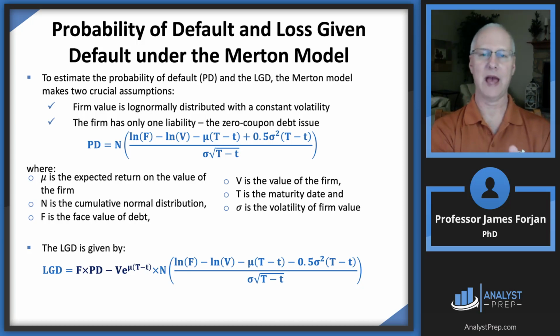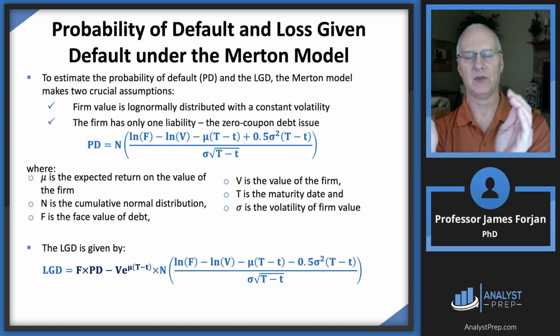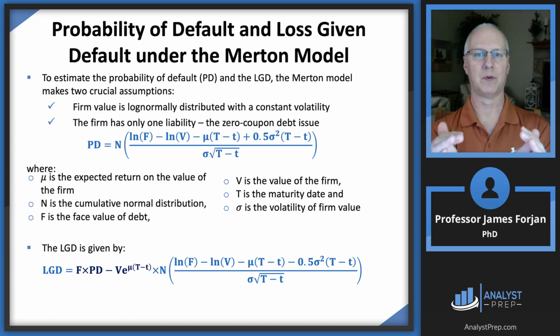And then remember, the N, that's our cumulative normal distribution function. So we're going to get a number inside the brackets, look that up on the table, and then we're going to get a probability of default, right? Like 2% or 8% or 29%.